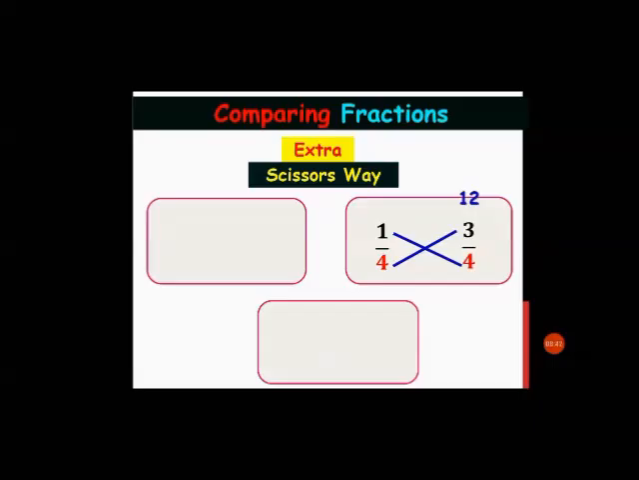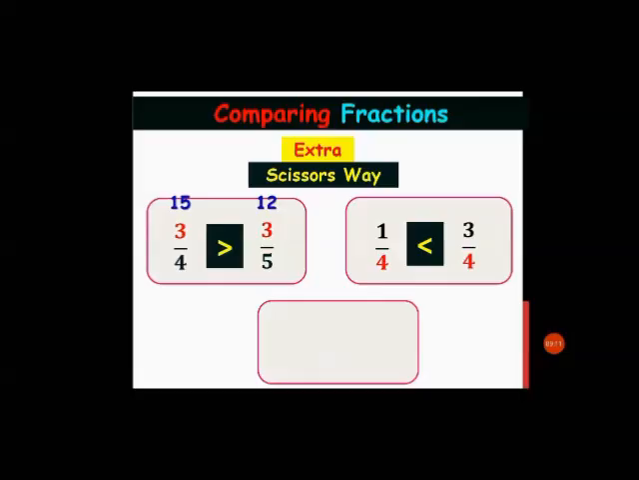4 times 3 equals 12, 4 times 1 equals 4. Then 4 is less than 12, so the first fraction is less than the second. This is applicable for all cases, for either you have same denominator, same numerator, or different both. So 4 times 3 equals 12, 3 times 5 equals 15. 15 is greater than 12. So the first is greater than the second, and so on and so forth.